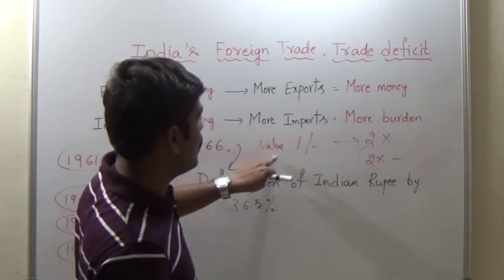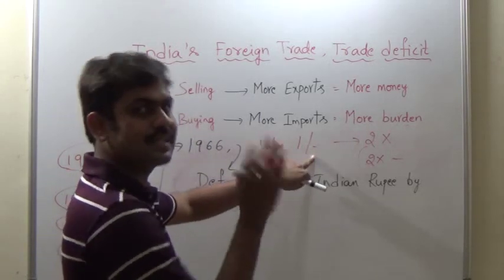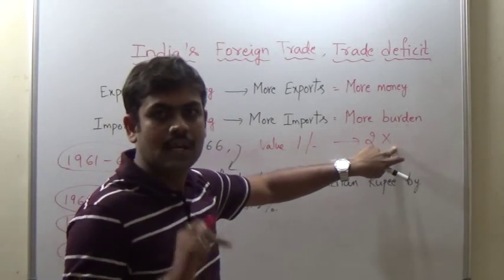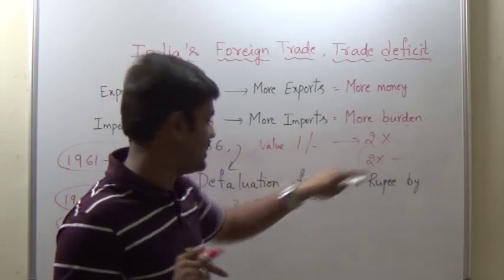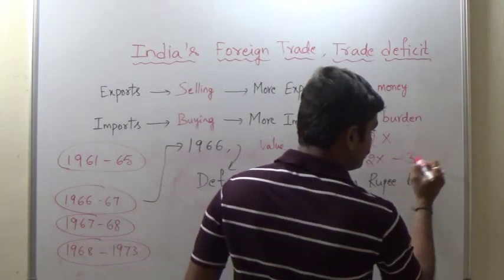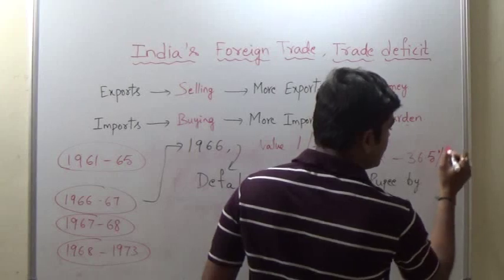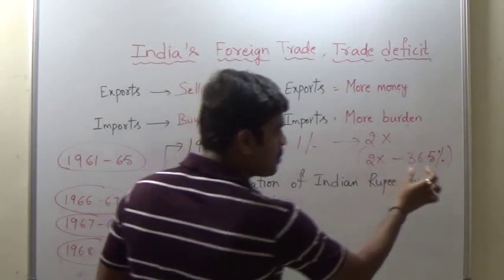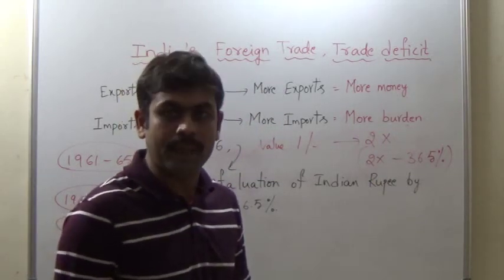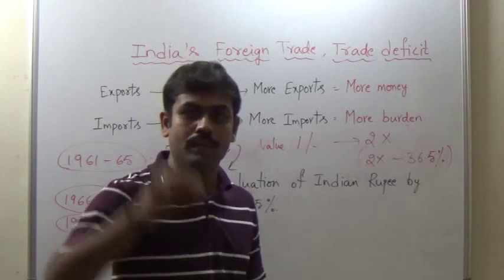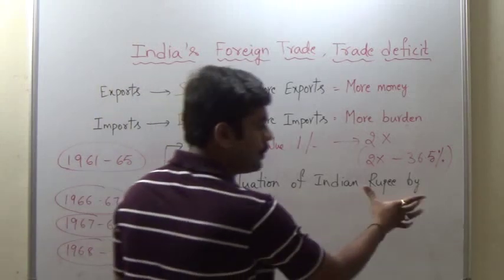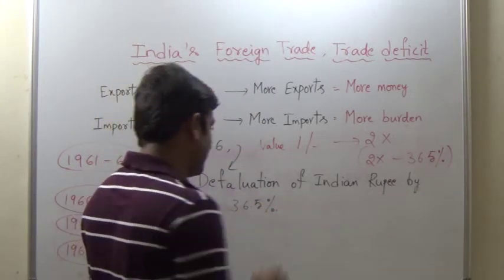So let us say the value of 1 rupee in 1966 and the period before is 2x. Now at the present time, that is 1966, government of India devalued the rupee by 36.5%. That means the existing value minus 36.5% of this 2x has been cut down in the value of rupee by government of India itself. The government of India itself took the decision. Why? What is the reason behind this devaluation of Indian rupee? Now clearly understand and concentrate here.